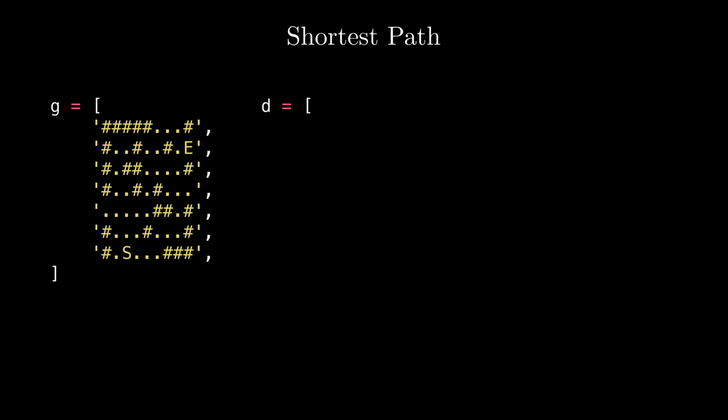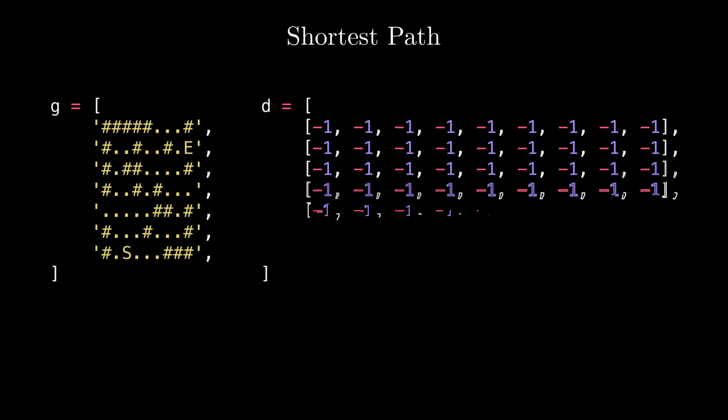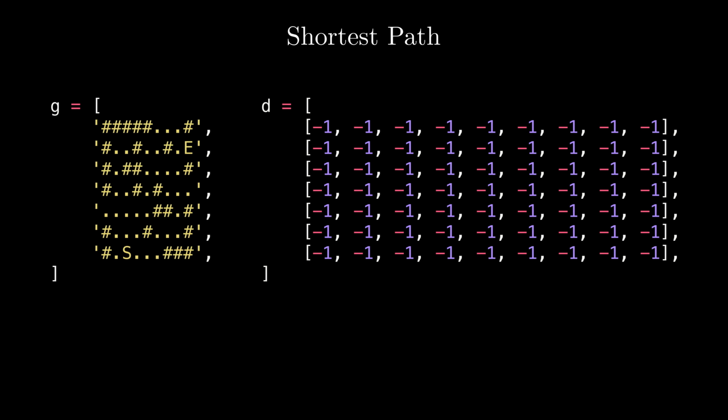Let's call the distance list D and fill it with -1s initially to indicate that we haven't reached any of the cells. -1 in D is the same as the false value for used. Okay, so to start the fire, we will set the value of the starting coordinate to 0.